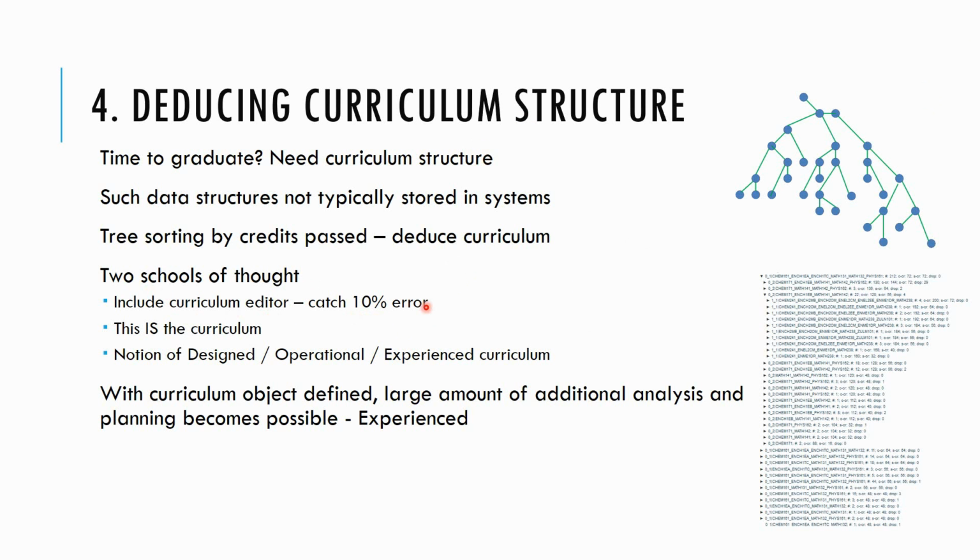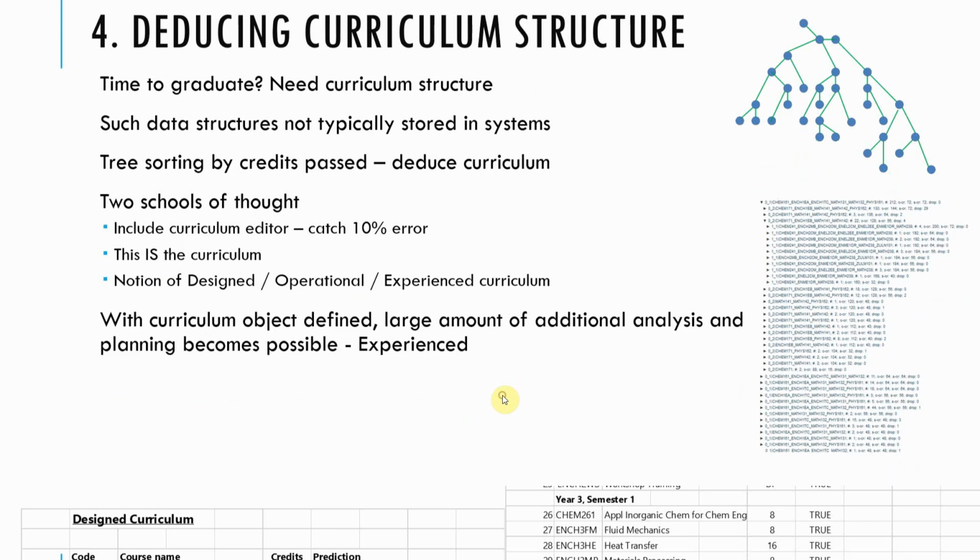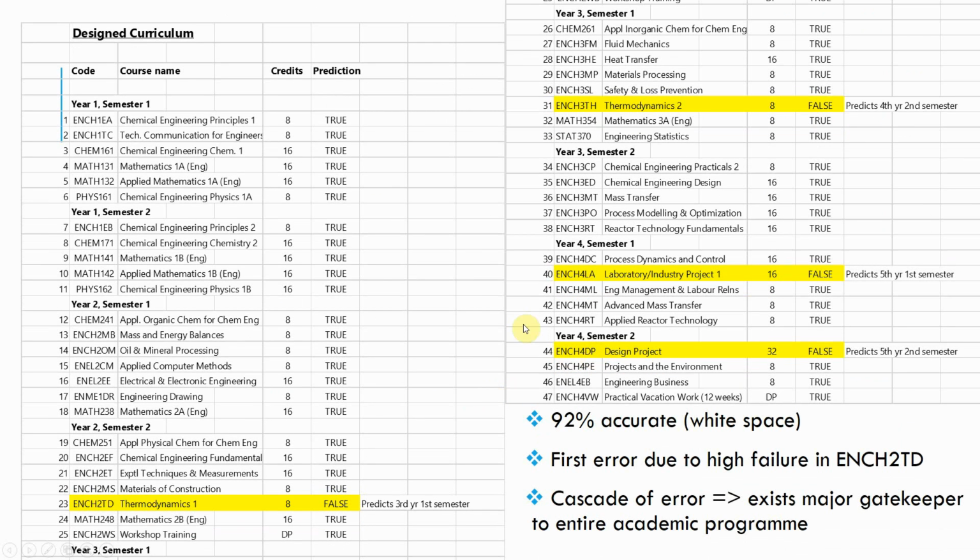On the other hand, being aware of these different definitions for curriculum, we realized, well, if we are determining this curriculum from the student data, then that is actually this experienced curriculum. So the advantage in our case is that we are able to quantify the difference between an experienced curriculum and the designed curriculum. And if we have these curriculum objects, then it becomes possible to do all kinds of additional analysis and planning. And well, we'll look at some of that just now.